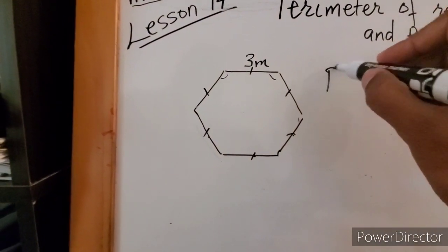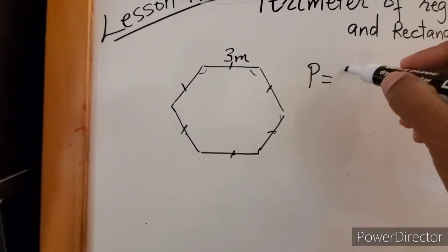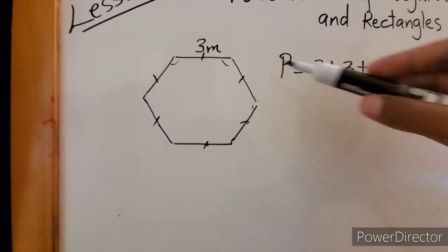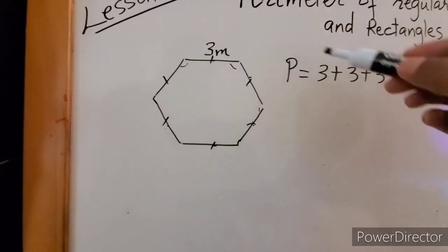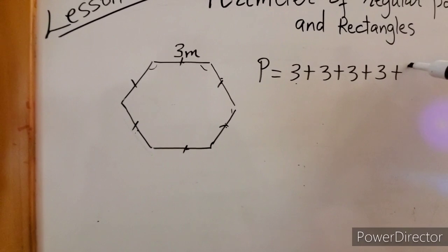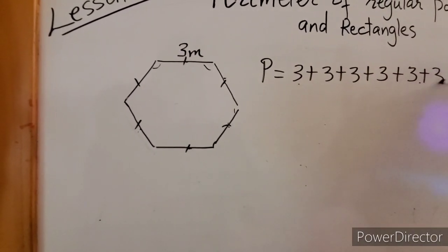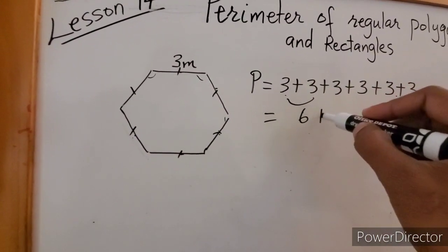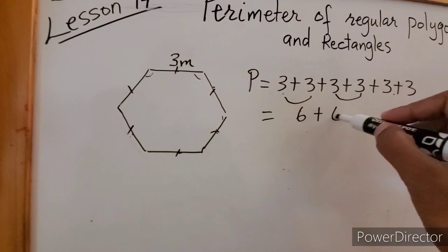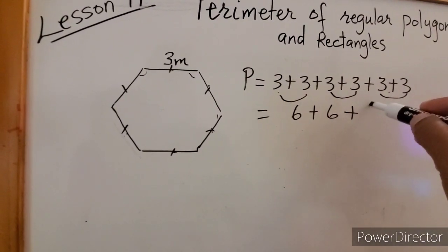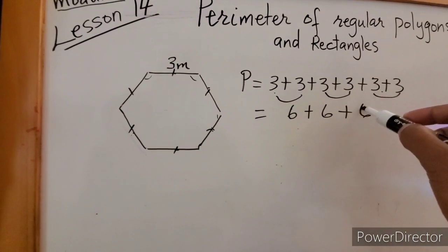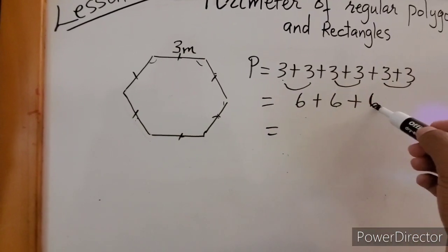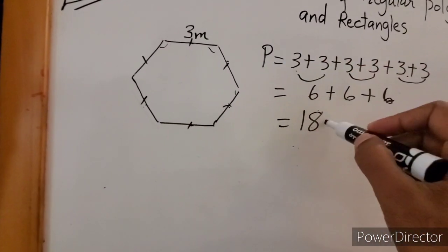So we could go ahead and find the perimeter by saying 3 plus 3 plus 3 plus 3. How many 3s? 1, 2, 3, 4, 5, 6 3s. So 3 plus 3 is 6, plus 3 plus 3, 6, and then 3 plus 3, 6. So you have 1, 2, 3 6s. 6 plus 6, 12, plus 6 is 18. So this one would be 18 meters.